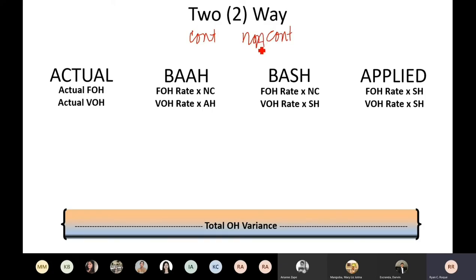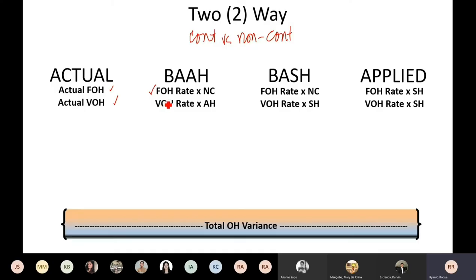Non-controllable. Okay? So, tingnan natin, alin sa mga actual, BAA, BASH natin ang controllable and non-controllable. Pag sinabi natin controllable, the management has influence on this one. Actual FOH and VOH, pwede naman talaga natin makontrol. Pag may makokontrol ka, kahit isang piraso lang dito sa actual natin, controllable na siya. BAA, can we control the FOH rate? Pwede ba natin baguhin yung FOH rate? This is standard. The answer is no.